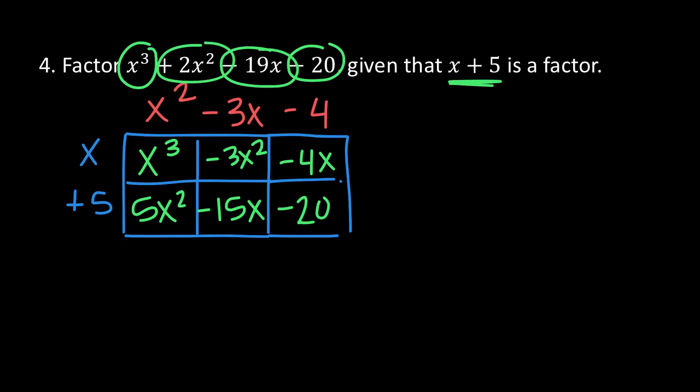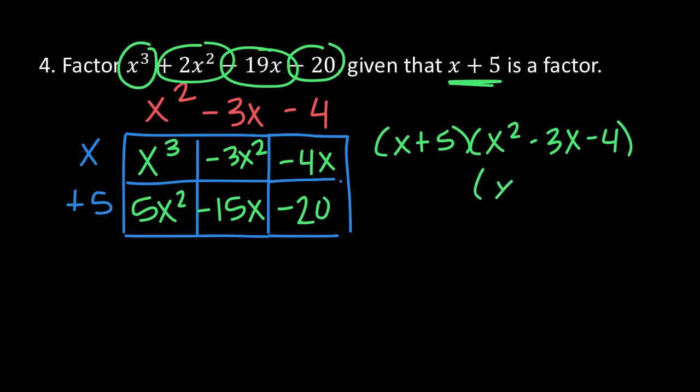And we want to see if we can still factor. So we have, for our answer so far, x plus 5 times x squared minus 3x minus 4. Can we still factor this? So two numbers that multiply to get negative 4 and add to get negative 3.